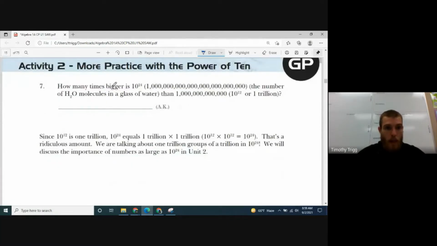All right. How many times bigger is 10 to the 24th? And you could see what this number looks like expanded. It's 1 with 24 zeros, which is, I guess, the number of water molecules in a glass of water. How many times greater is that than 10 to the 12th, or in other words, 1,000,000,000,000?